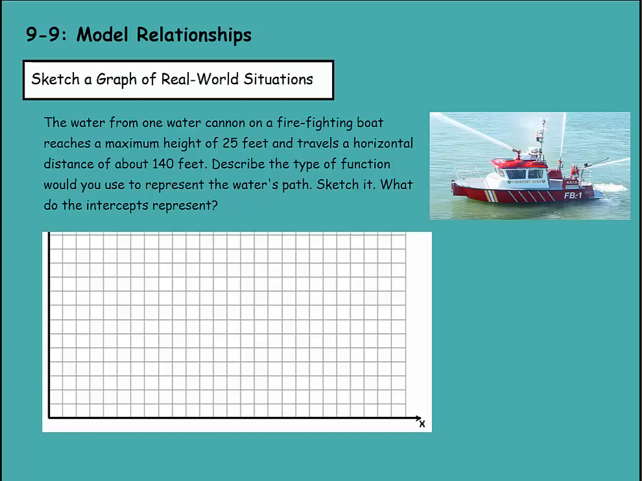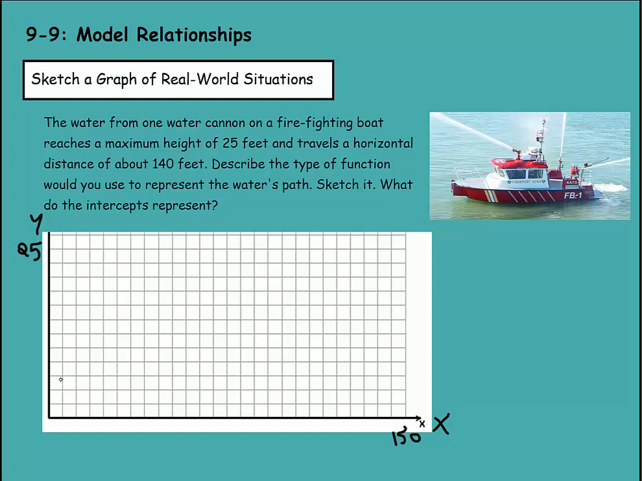First, we need to figure out the scale of y and x on this graph. Well, the maximum height is 25, so I can have 25 right here. And the maximum distance is about 140, so if this was 150, this would all fit into this graph. The water comes out and its height is increasing at first, but as it continues, gravity is going to start taking effect and it's going to start pulling it back down to the water. So that to me would be a quadratic function.